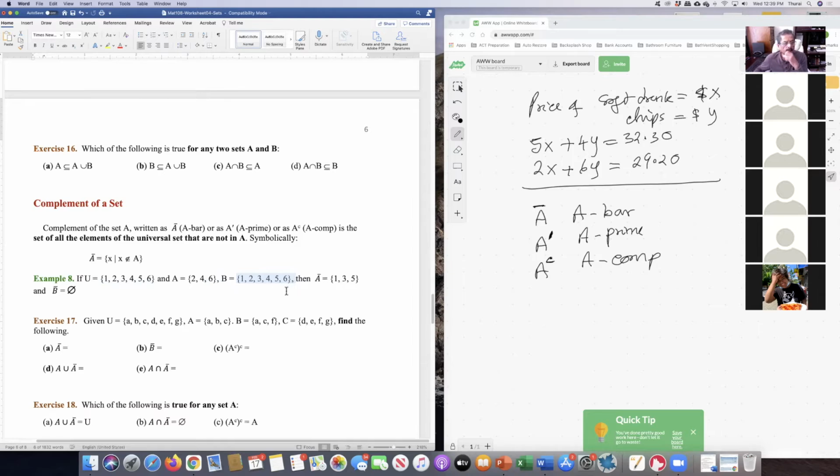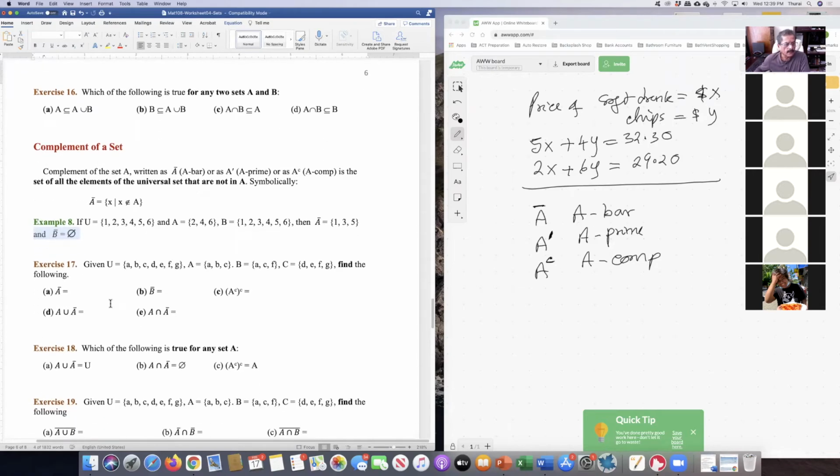Then A bar would be everything that is not in A. So what are the elements of the universal set that are not in A? That'll be 1, 3, and 5. Therefore, A bar contains 1, 3, and 5. Now look at B. B has 1, 2, 3, 4, 5, 6, which are all there in the universal set. So what is the complement of B? What are the elements that are not in B? Nothing. So in that case, your answer is the empty set. B bar is the empty set.